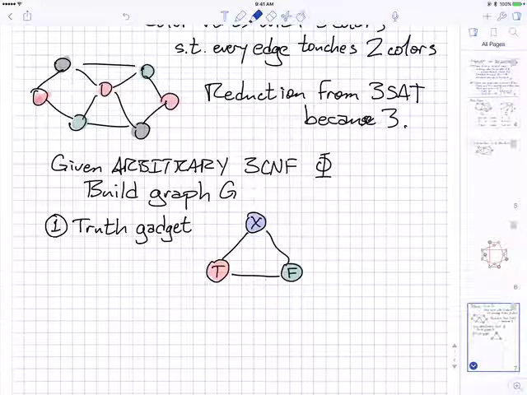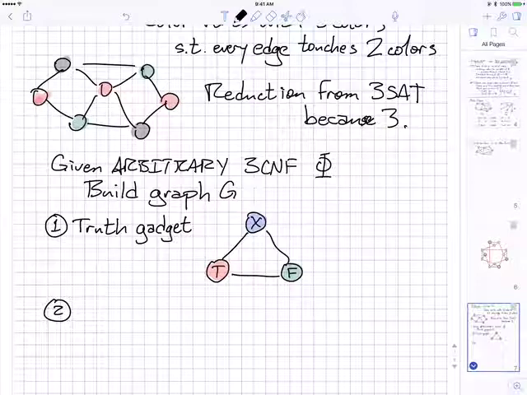But at this point I've attached semantics essentially to the names of the colors. The colors themselves now have meaning. Any vertex that's colored the same as this is going to correspond to something true. Any vertex colored the same as that is going to correspond to something false. Anything that's colored X is going to correspond to something that isn't a Boolean value. Okay, so that's a truth gadget.